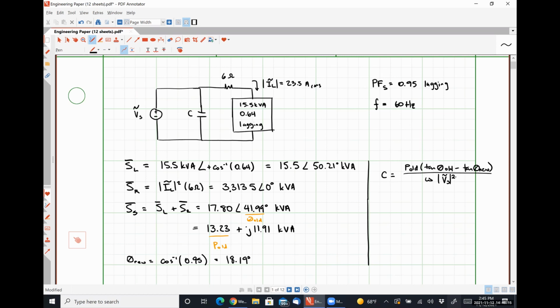So what I'm going to do here is make an assumption, okay? And let me explain what that is. So first, let me say, I'm going to make the assumption that IL has a phase angle of 0 degrees.